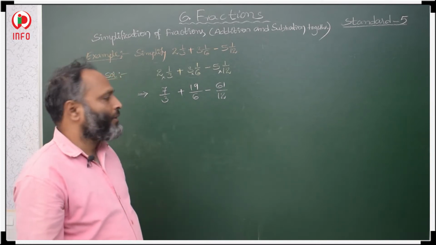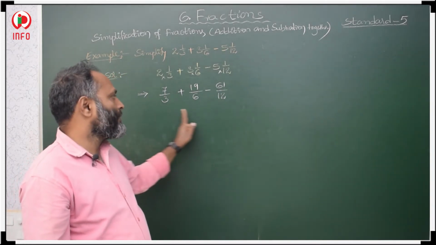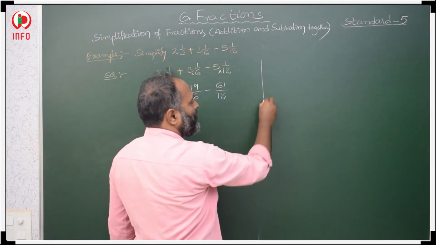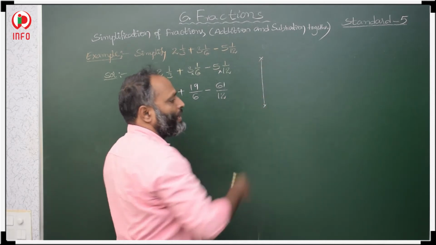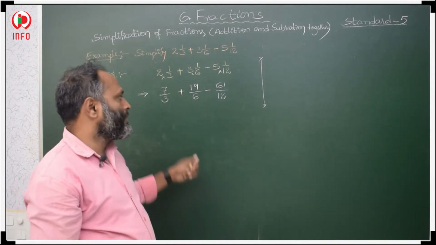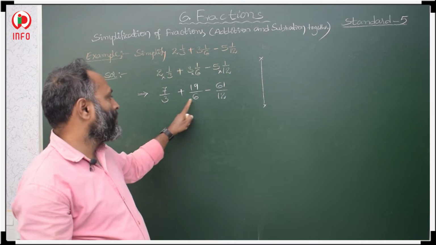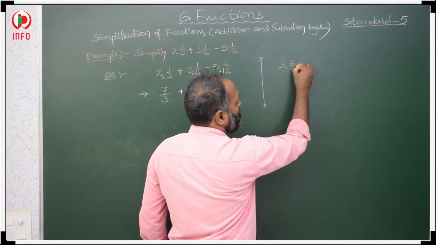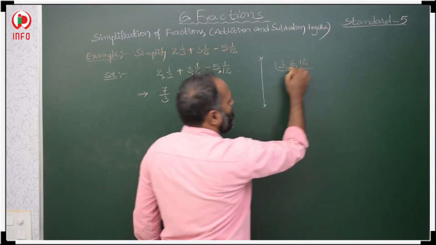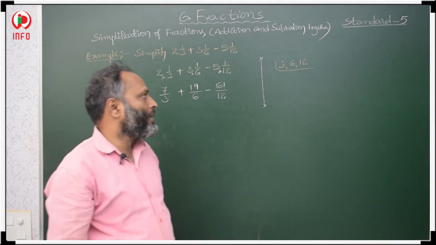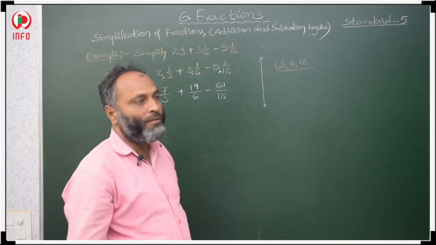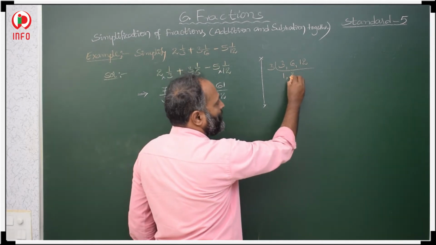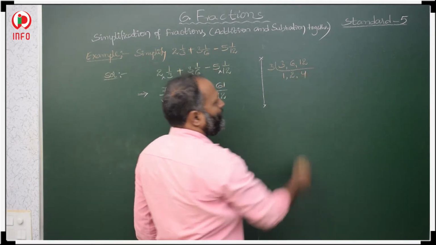Then after that what do we have to do? We have to convert all these fractions into like fractions. How to convert the given unlike fractions into like fractions? We have to take the LCM of the denominators. LCM of 3, 6, 12. Here 3, 6 and 12, these three numbers are divisible by 3. So we take 3 first. 3 1s are 3, 3 2s are 6, 3 4s are 12.